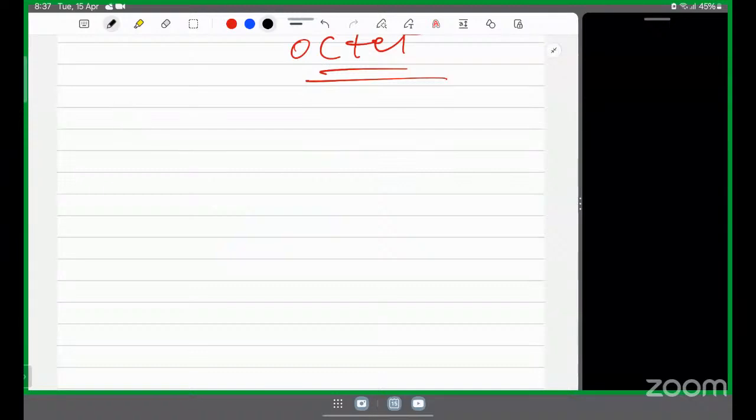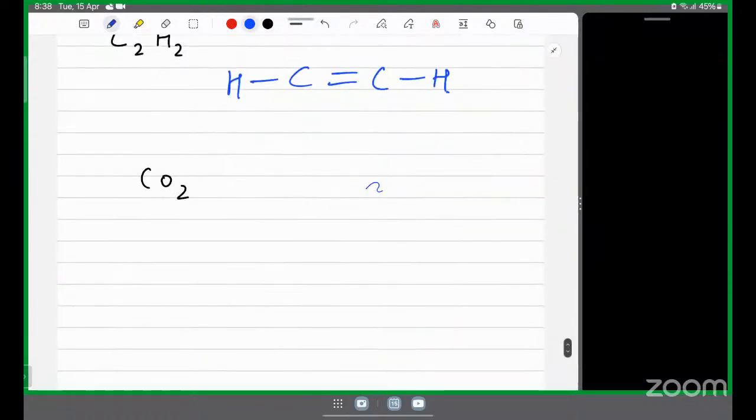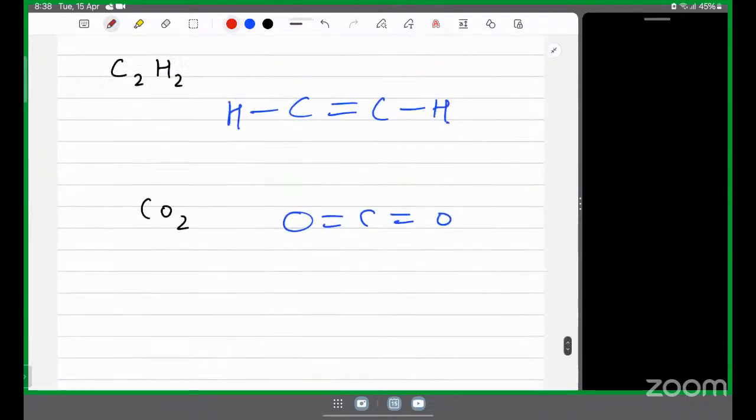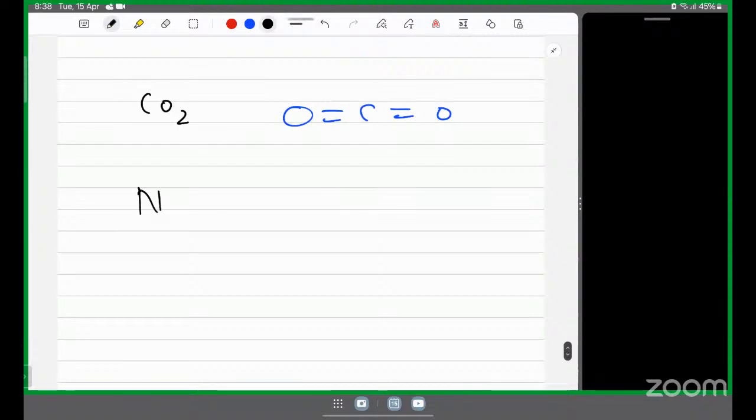What will be the chemical bonding in C2H2? This will be carbon triple bond carbon, with a hydrogen on each side. Bonding in CO2 will be oxygen double bond carbon double bond oxygen. Ammonia NH3 is given by N with single bonds to three H.